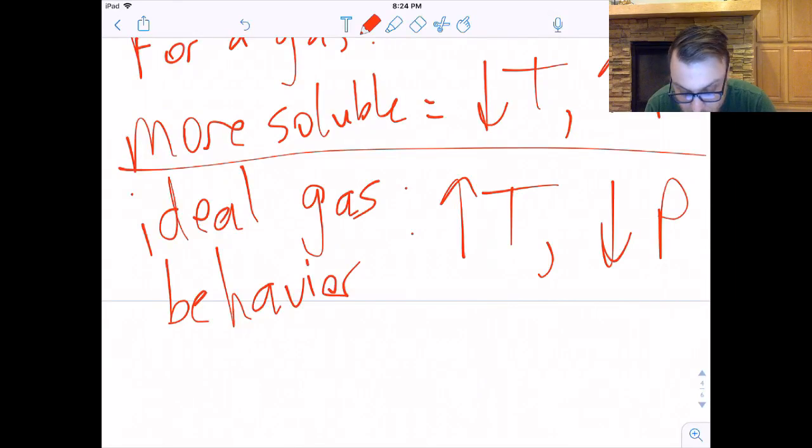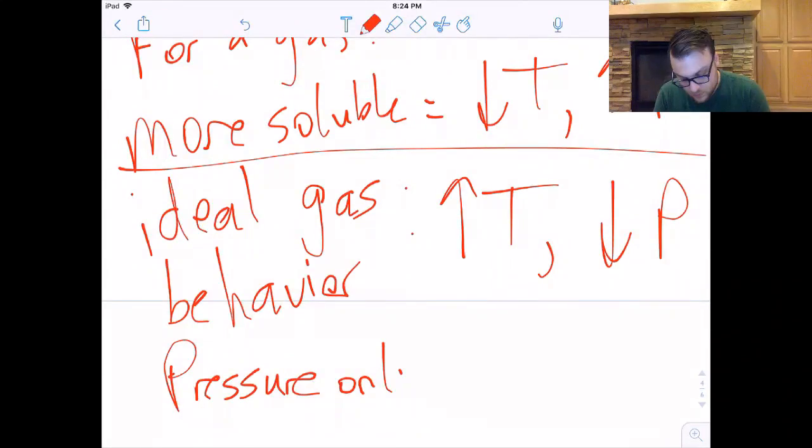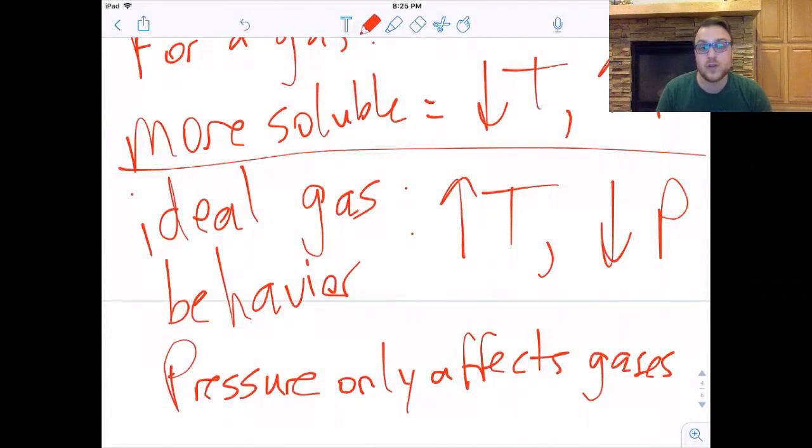The only other thing to keep in mind is that pressure only affects gases. Pressure will not affect a solid, and pressure will not affect a liquid.